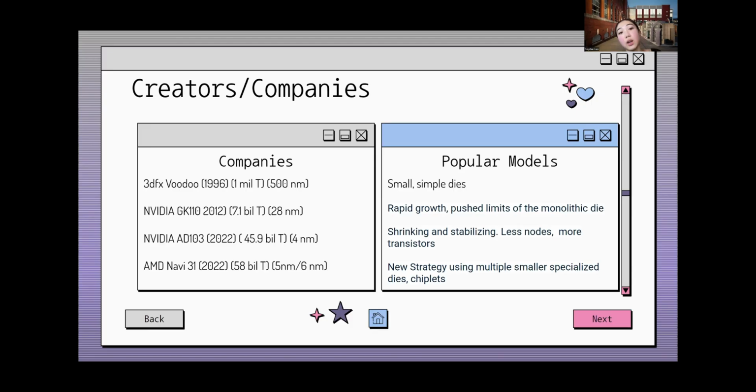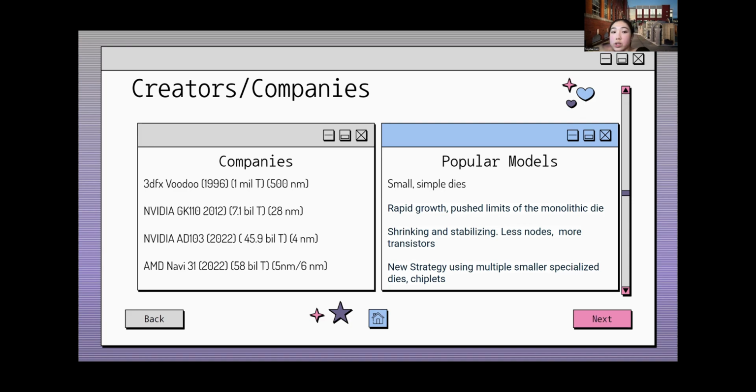Creators and companies that were really pushing for evolution and manufacturing of these GPUs were, in 1996, Voodoo, which had 1 million transistors and the nodes were in the 500s. They were small and simple. And then NVIDIA took the next one with their 2012 model that had 7.1 billion transistors. And you see how the number dropped from 500 to 28. They shrank their nodes, increasing the number of transistors that they have. So this was rapid growth, and they pushed the limits of the monolithic die. This was before the chiplet design where they took multiple dies and put them together. This was still one big piece of silicon.